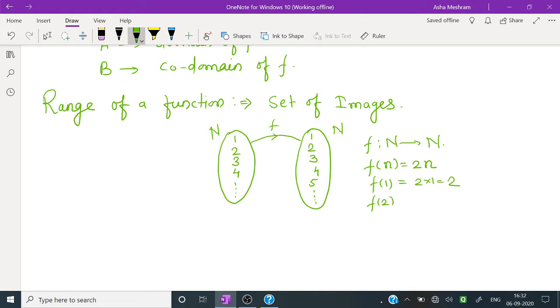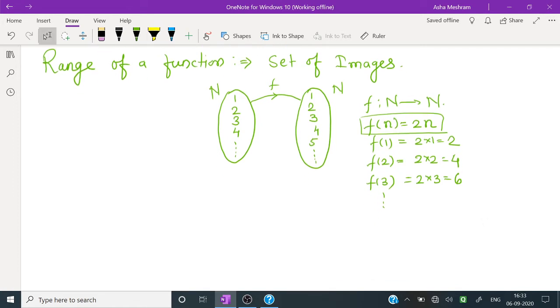F of 2, then 2 into 2, 4. F of 3, 2 into 3 equal to 6 and so on. Means all are the multiples of 2. So here, using this definition, I see that 1 is paired with 2, 2 is paired with 4, 3 is paired with 6.